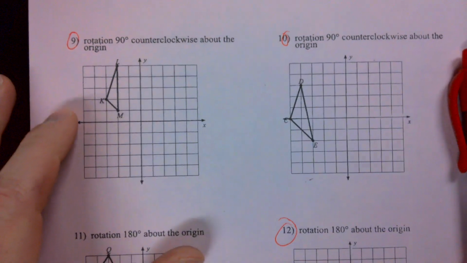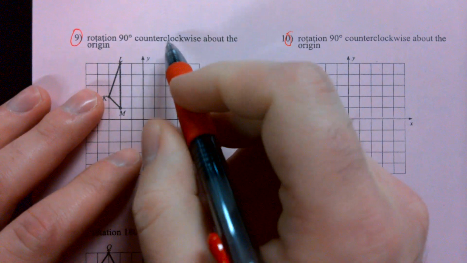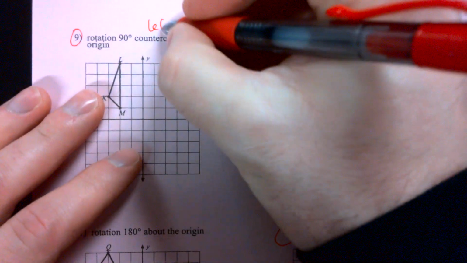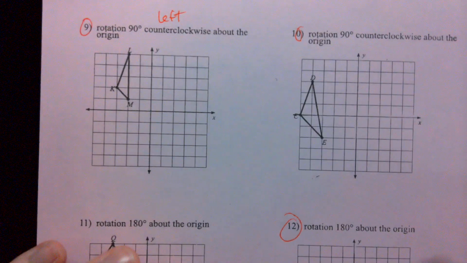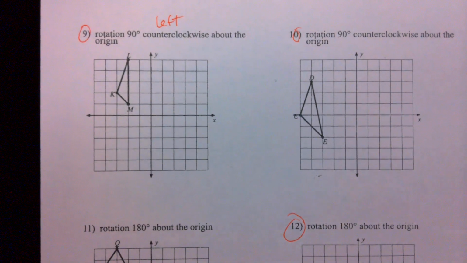Number 9 on worksheet 49, we're going 90 degrees counterclockwise. Now, is counterclockwise to the left or to the right? To the left. All right, we're going to the left.